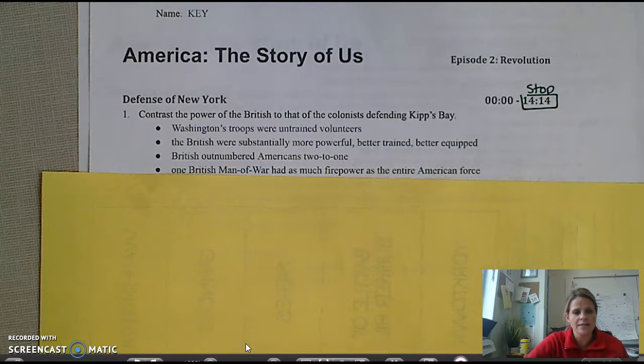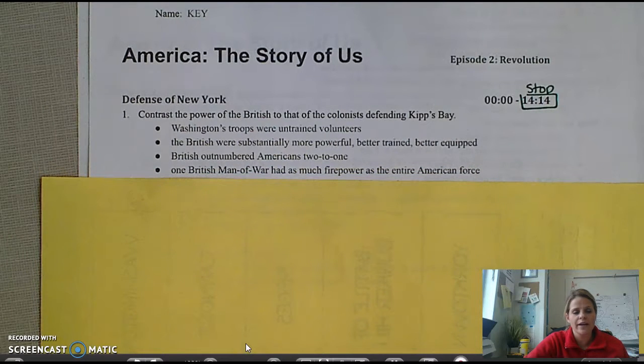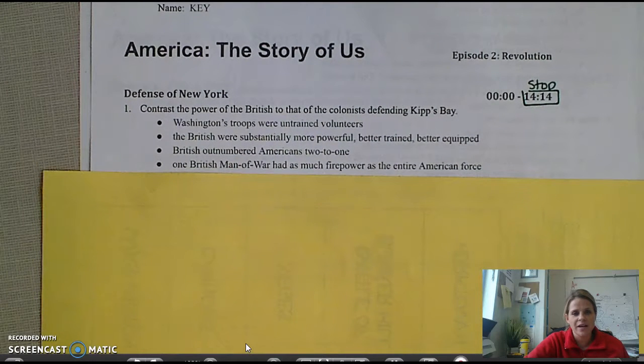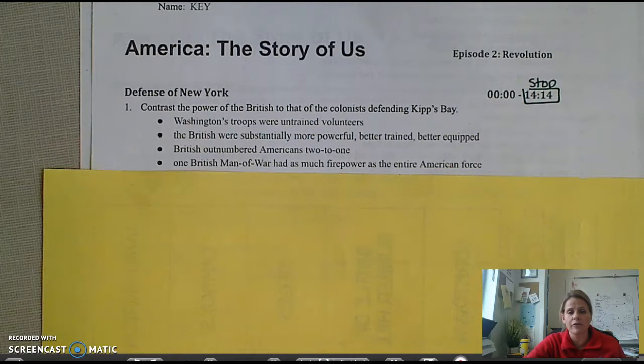The next one says one British man of war had as much firepower as an entire American force. And that just goes back to the weapons that they were able to use and the ships they were able to use with the cannons. You can see in that clip from Kips Bay how powerful the cannons on the ships were shooting at foot soldiers. It just wasn't a comparison, and it was out of the league of the Continental Army.